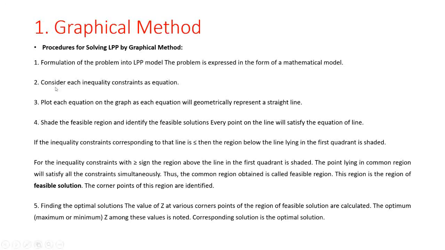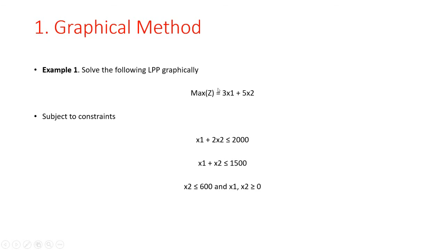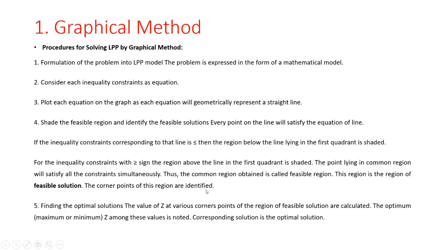So the second step is what? Consider each inequality constraint as an equation. This is our equality constraint, but the less than or greater than signs are our inequality constraints. So these three inequality constraints we consider as equations. Then the third step is what? Plot each equation on the graph, as each equation geometrically represents a straight line.